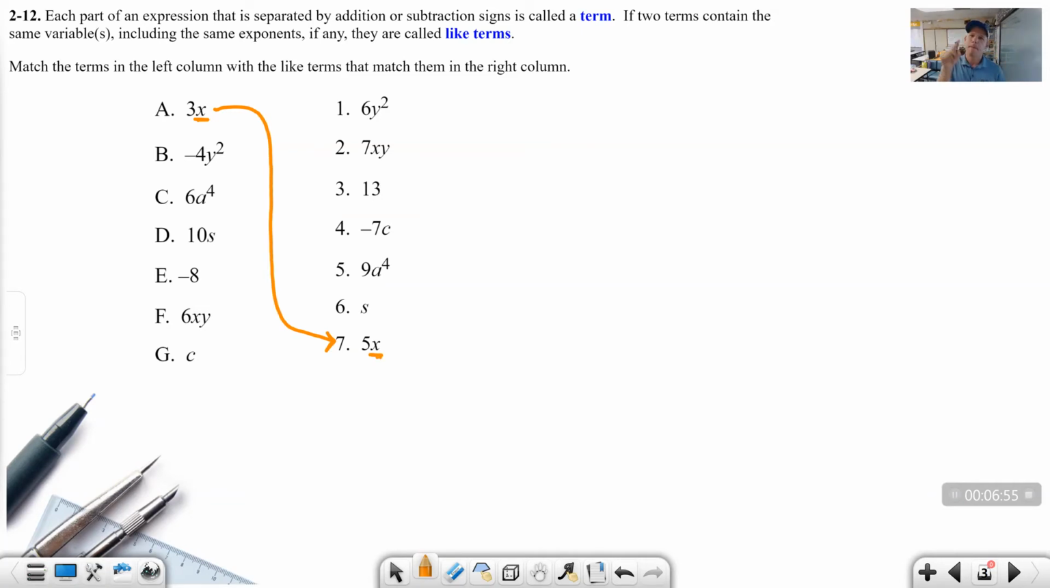Matching variable, matching exponent. The number in front is called a coefficient. A coefficient. I can't spell, guys. Coefficient.